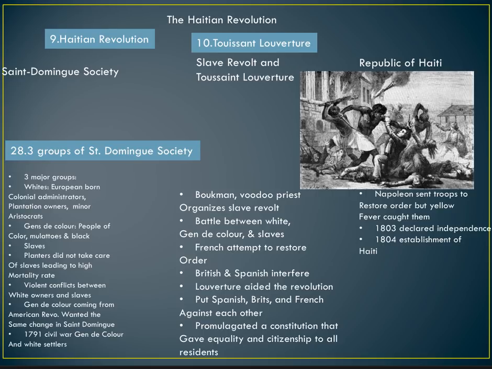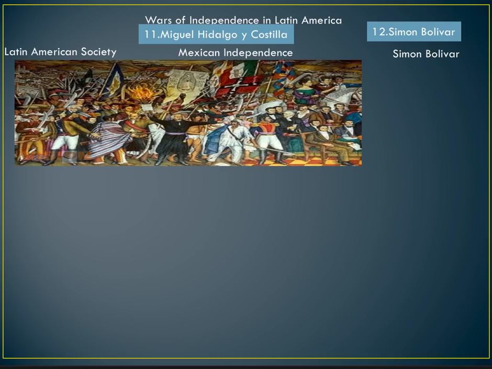Napoleon, as he's going through his own stuff, finds out about this. He's going to send troops to restore order, but they're not going to be able to because of a yellow fever that will get them. So in 1803, Haiti will declare independence, and in 1804, you have the establishment of Haiti. So again, being inspired by what they've heard from the soldiers who had been coming in, it really inspires them to take arms against this hierarchy and say, you know what, we can fight for ourselves too. And so, like I said, this is going to inspire the wars of independence in Latin America.